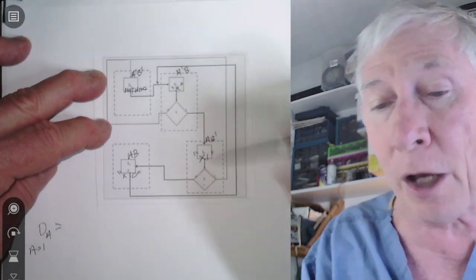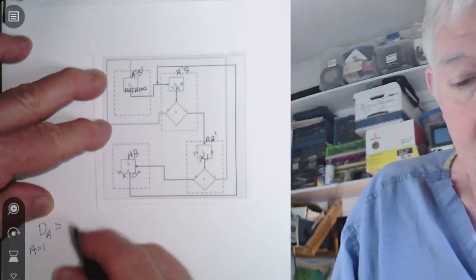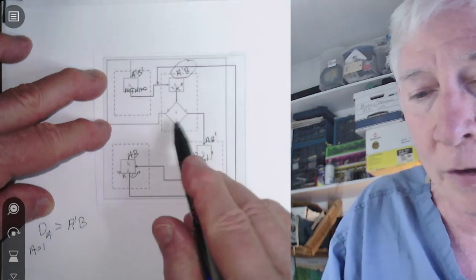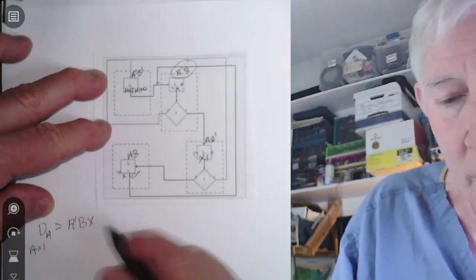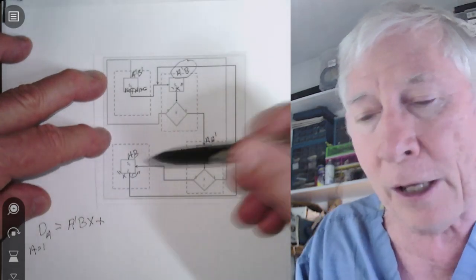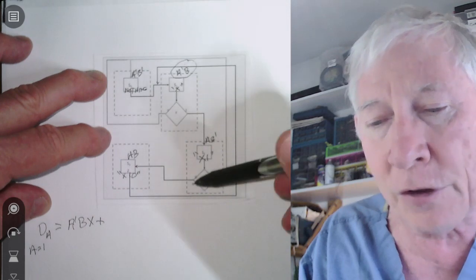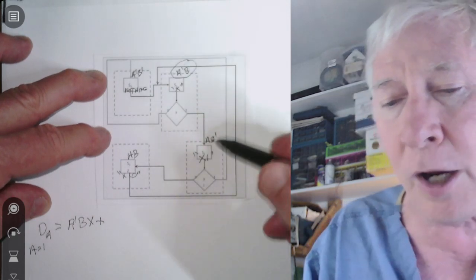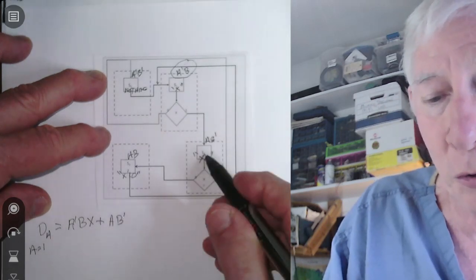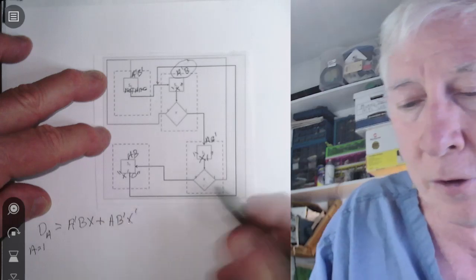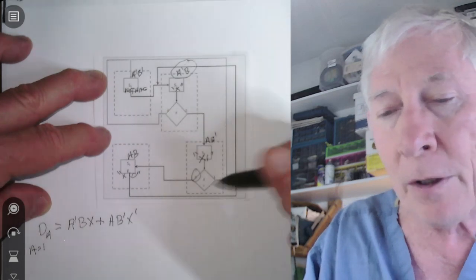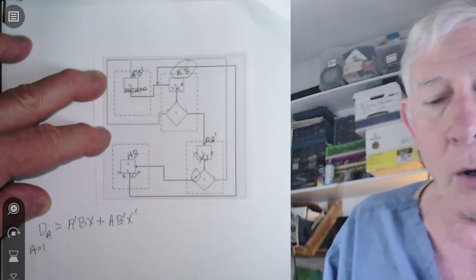Well, just one, and it comes from S1. So we write that S1 would be A prime B, right, because of that. And when X is 1, so it's A prime B, X. And then we also have the path into S3. The path into S3 comes from S2 when X is 0. So that's going to be A, B prime, X prime. A, B prime, that's state S2, and X prime, because when X is 0, we go to S3. When X is 1, then we would go back up to S1. All right, so that's the DA input.